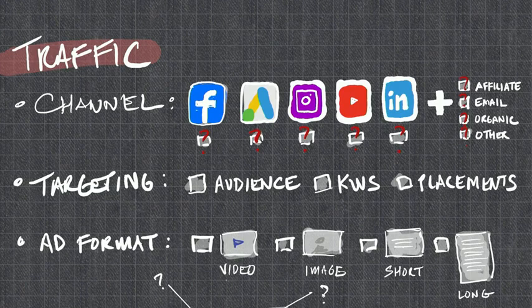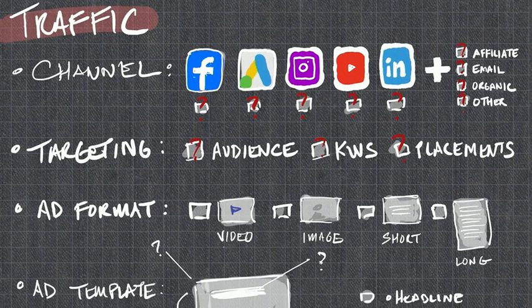We get clear on things like your audience targeting, the keywords that you're focusing on, the placements that you're going to be attaching. What ad formats are we going to be starting with? Are you going to be starting with video? Are you going to be starting with image ads, short text, long text, or a combination of the above?